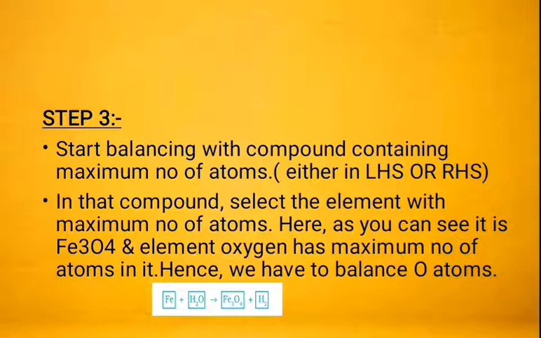Step 3. Start balancing with the compound containing the maximum number of atoms, and select the element in that compound which has the maximum number of atoms. Here, as you can see, it is Fe3O4, and the element oxygen has the maximum number of atoms in it. Hence, we have to balance O atoms.